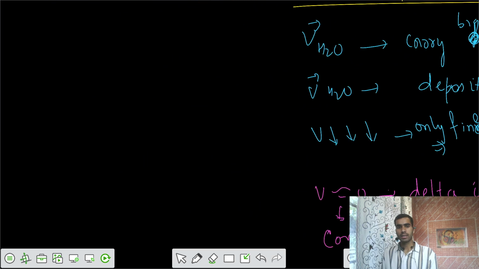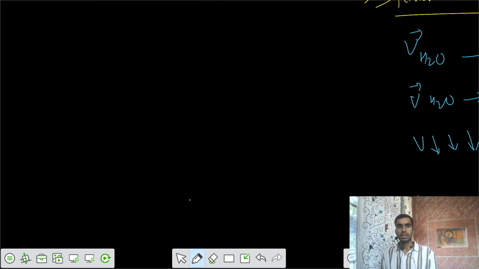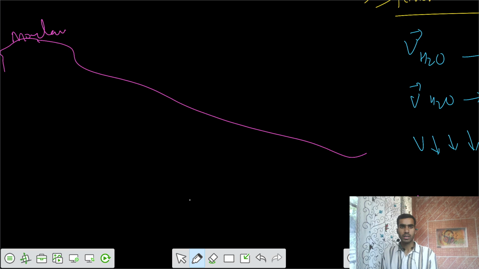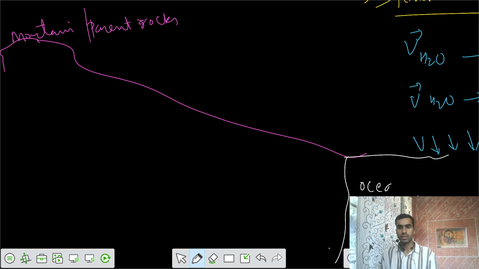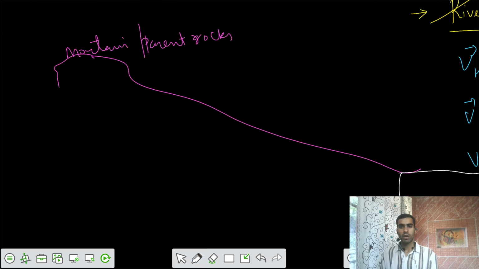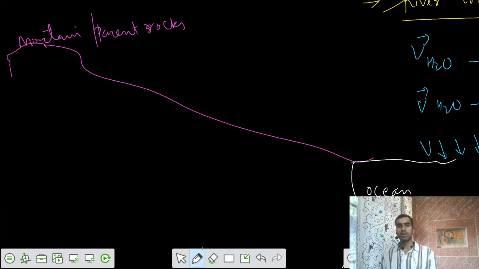So if I make a picture of that, let's say this was your elevation. Here we have some mountains. At the mountains there is some parent rock. Now because there is movement of water, and we are going to say there we have some ocean at the bottom here. Along the path, somewhere our velocity was such that your boulders and cobbles are going to be placed here.